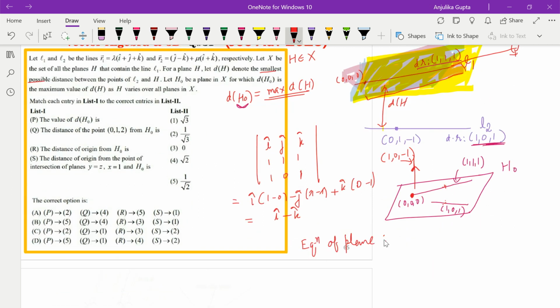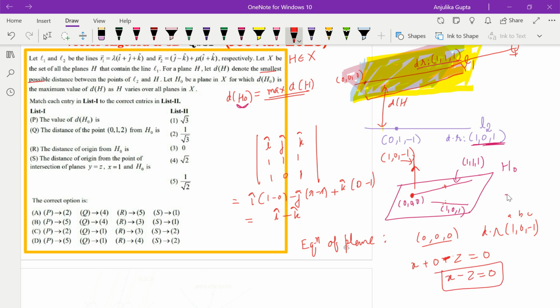It passes through 0, 0, 0, and direction ratios are 1, 0, and minus 1. So what is the equation of the plane? ax plus by plus cz is equal to 0 because it passes through origin. Here a, b, c are these. So ax plus by plus cz, so you get x minus z is equal to 0. So your equation of plane is this.